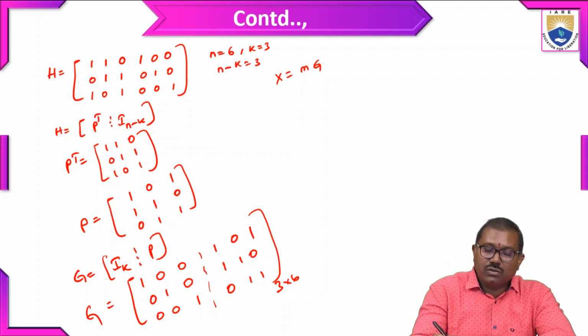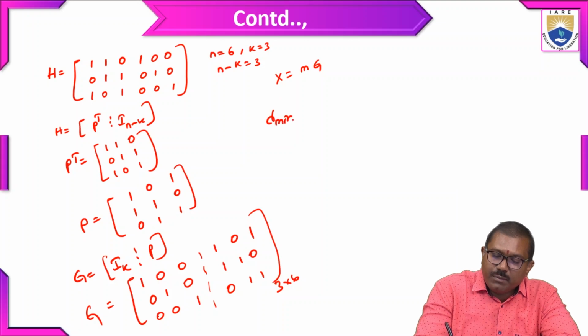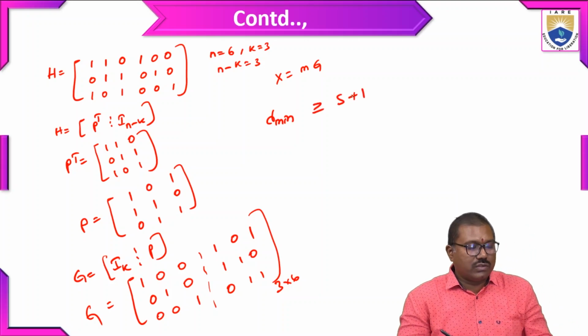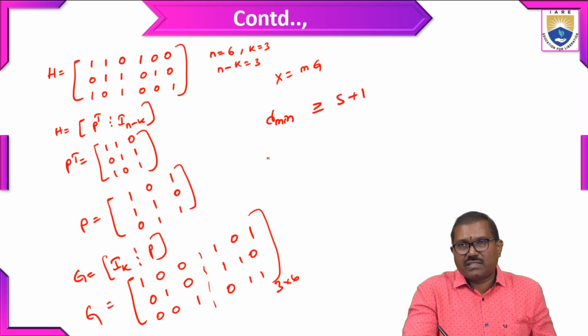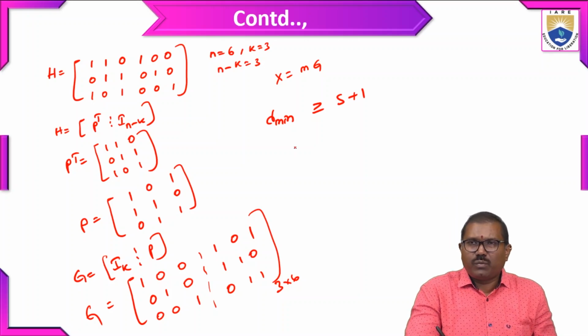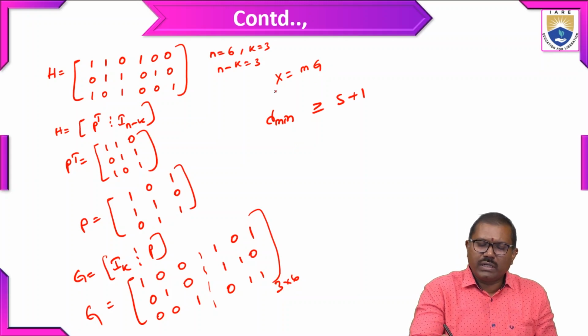So d minimum is greater than or equal to s plus 1. This is the formula. So what is d minimum? Minimum distance. Or how many ones are there, that is weight. Minimum weight. So for this code, minimum weight is 3.